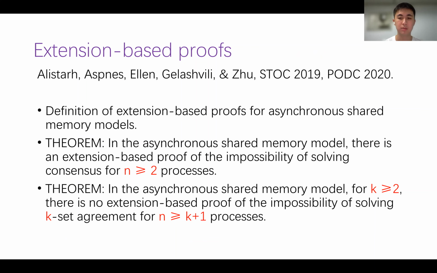In the paper Why Extension-Based Proofs Fail, the authors attempt to answer this question for the asynchronous shared memory model by defining the class of extension-based proofs, which is a generalization of the valency arguments. They showed that there is an extension-based proof of the impossibility of solving consensus, while there is no extension-based proof of the impossibility of solving k-set agreement for k at least 2. So valency arguments cannot be used to prove this impossibility result.